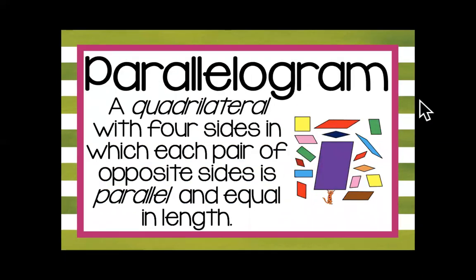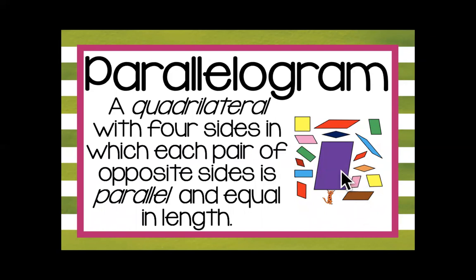Okay, so some quadrilaterals are called parallelograms. And a parallelogram is a quadrilateral that has four sides and each pair of opposite sides, so that means the top and the bottom, or the left and right sides, are parallel, and they're also the same length. So again, here are some examples of parallelograms.